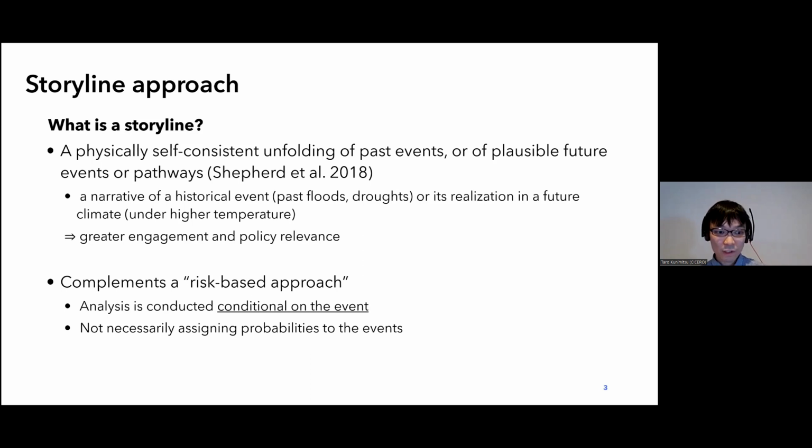And the storyline approach complements a risk-based approach where probabilities of a specific type of event are assigned based on downscaling from, say, global climate models. In contrast, in the storyline approach, probabilities aren't necessarily assigned to the events, but rather we do the analysis conditional on the specific event and consider what would happen conditioned on the event happening. So in that sense, it complements a probabilistic risk-based approach.